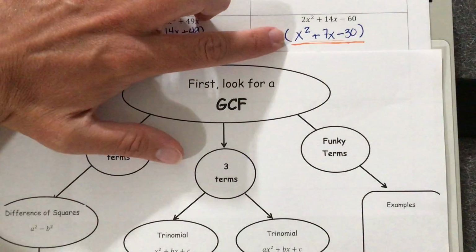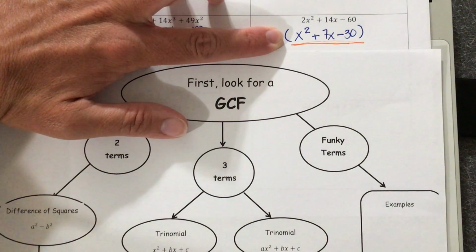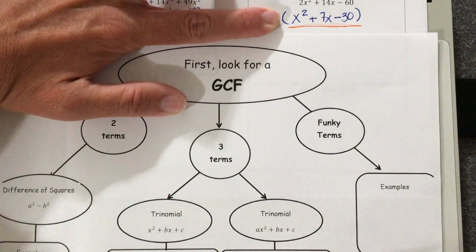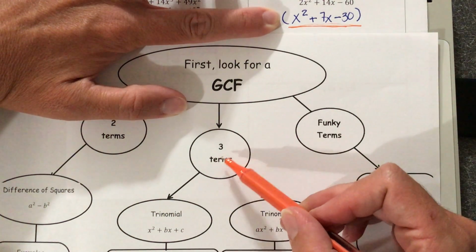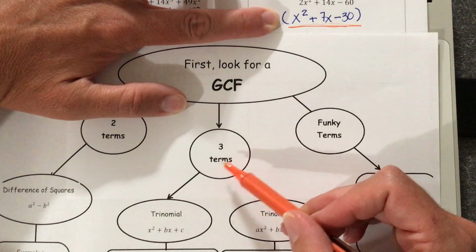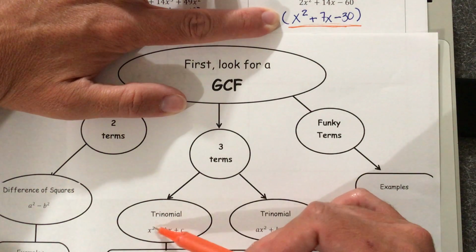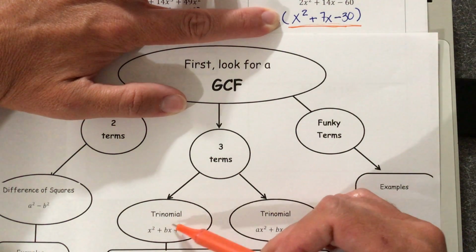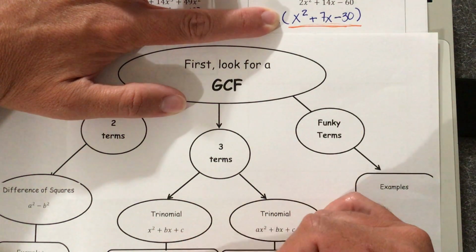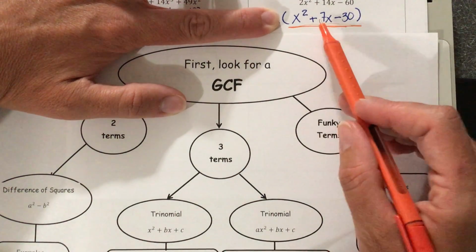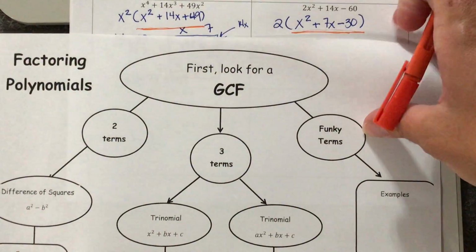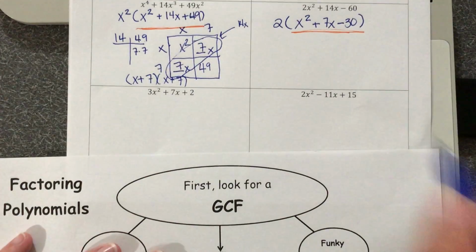So the 2 is out. So x squared plus 7x minus 30, we've got three terms. It is indeed a quadratic trinomial. So there's the three terms. We've got the x squared plus bx plus c. So factors of c that add to b. Factors of negative 30 that add to 7.